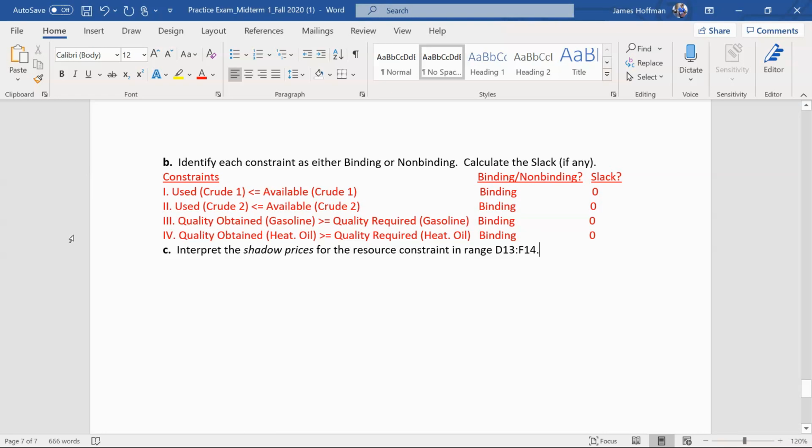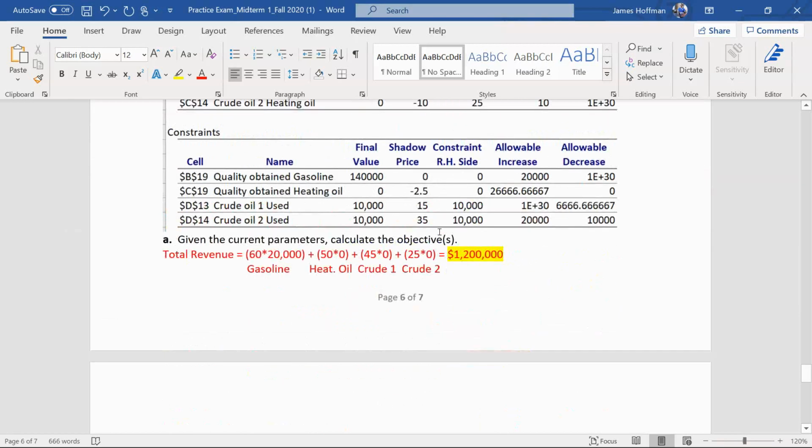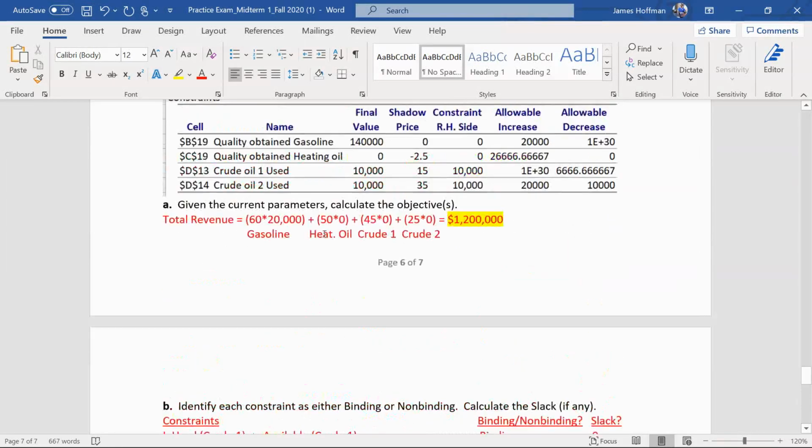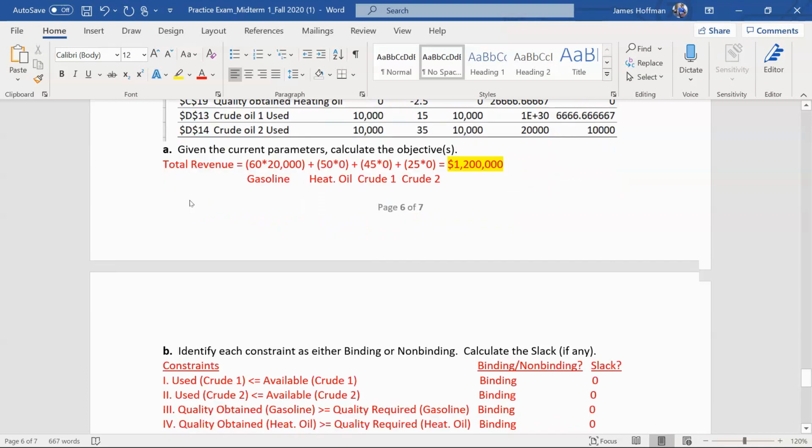Okay, let's interpret the shadow prices for the resource constraints. So the resource constraints, right, here are the shadow prices, 15 and 35. So only interpret the ones for the crude oil constraints. These ones don't have a real interpretation, so it only asks for these ones. So this 15 for crude 1, and this 35 for crude 2. Okay, so for crude 1, the 15 shadow price, this is the value of one more barrel of crude 1.